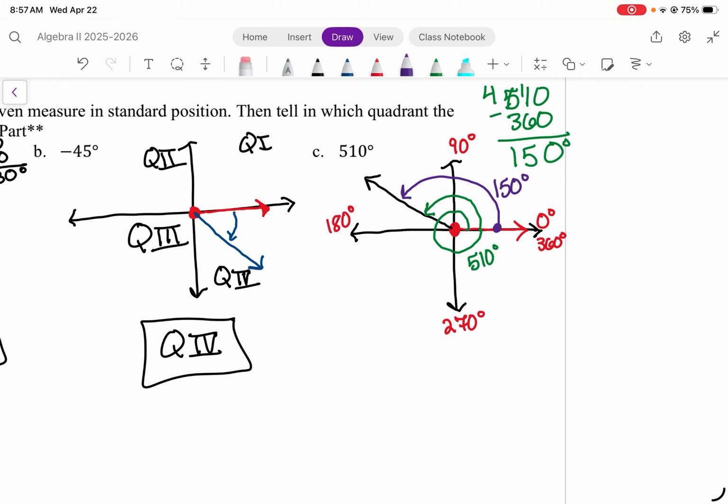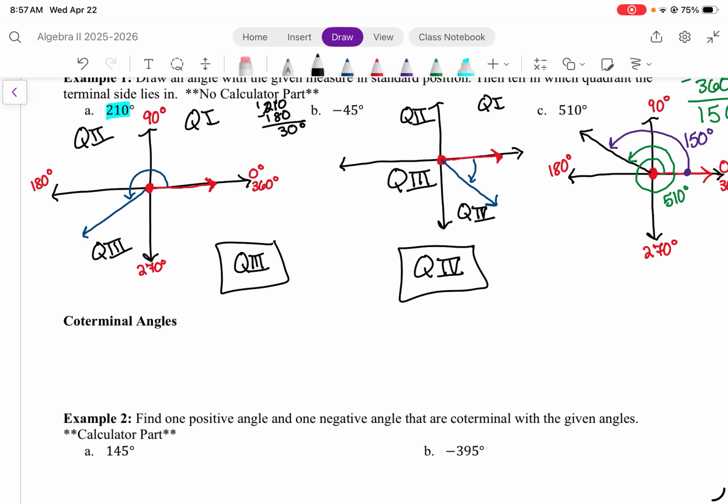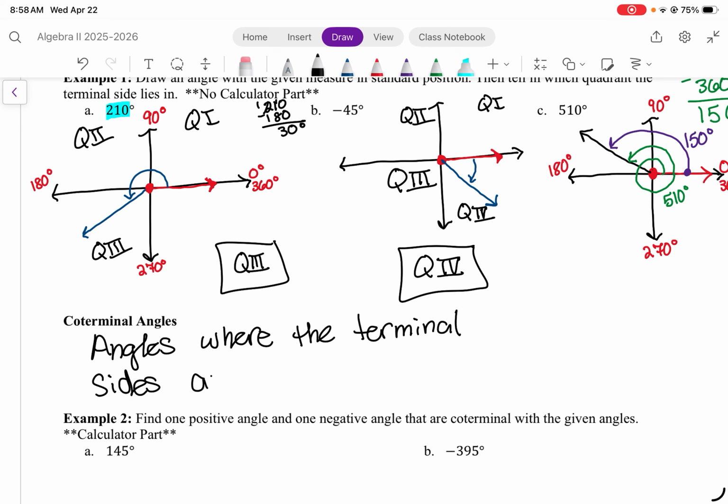All right, so if you notice, the angle 150 and 510, they have the exact same terminal side, but they are different angle measurements. The vocabulary word for that is coterminal angles. So coterminal angles are angles where the terminal sides are in the same location.